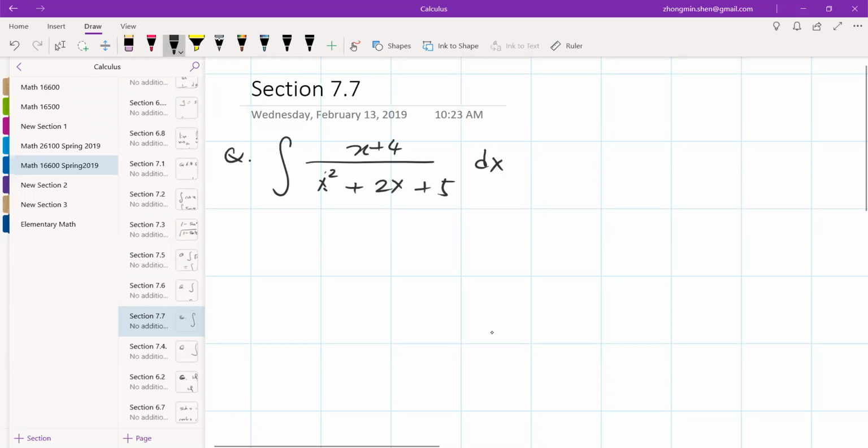Right. So look at the denominator. It's x squared plus 2x plus 5. You're not able to factor it. The reason is that it does not have real zeros. Right? So this will never be 0. So how do you do that?